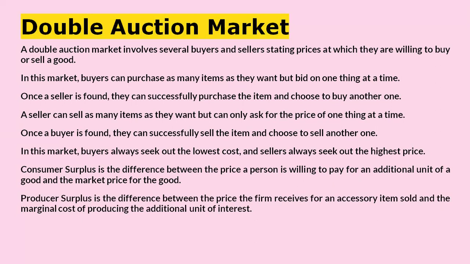Producer surplus is the difference between the price the firm receives for an additional item sold and the marginal cost of producing the additional unit of interest.